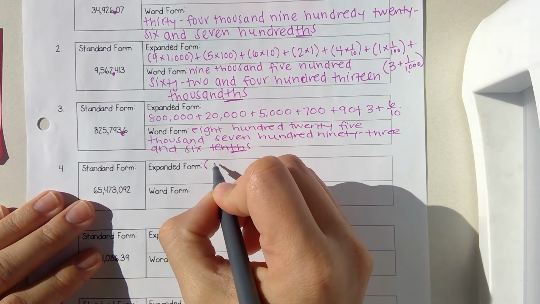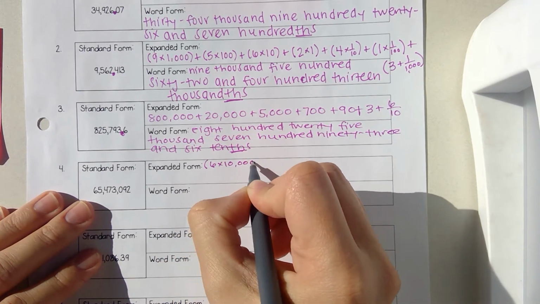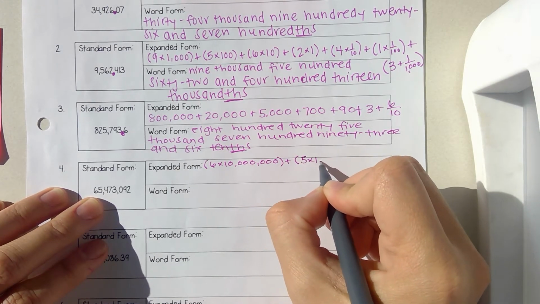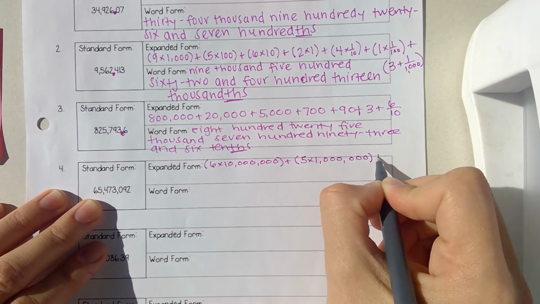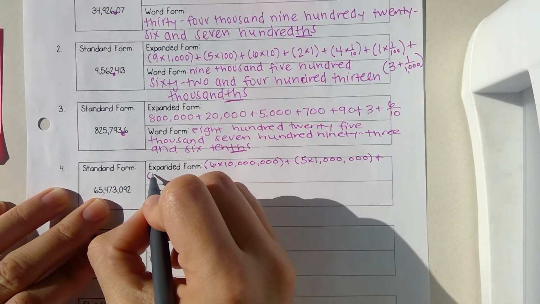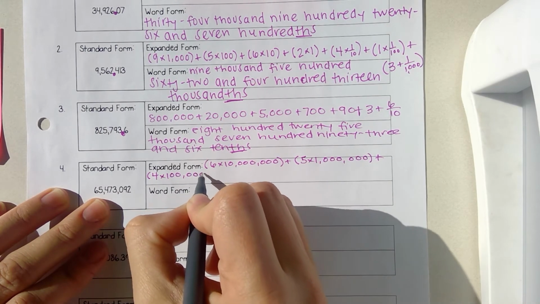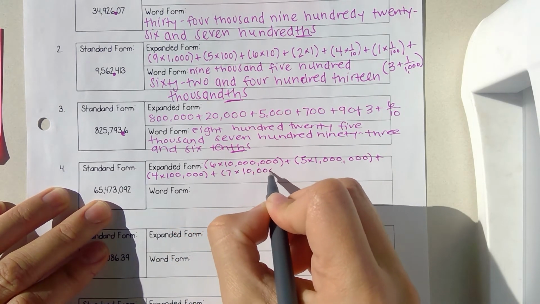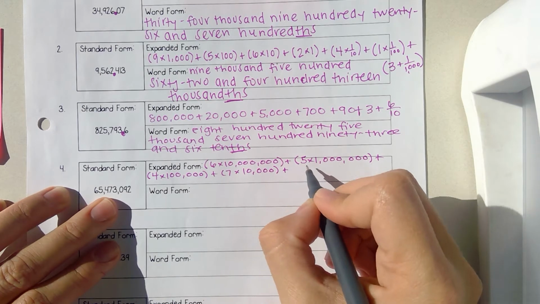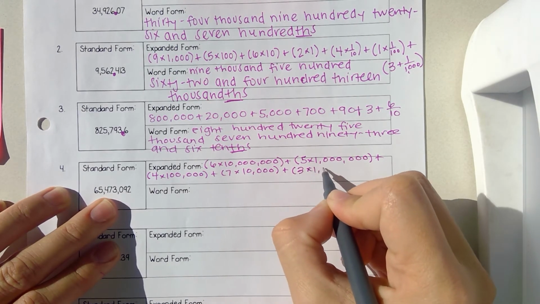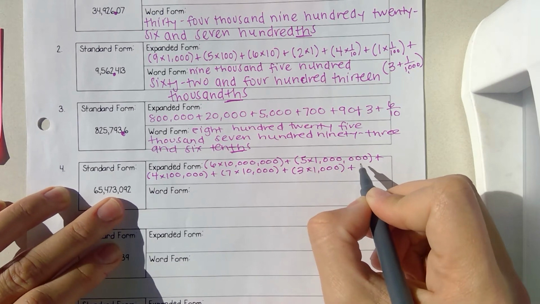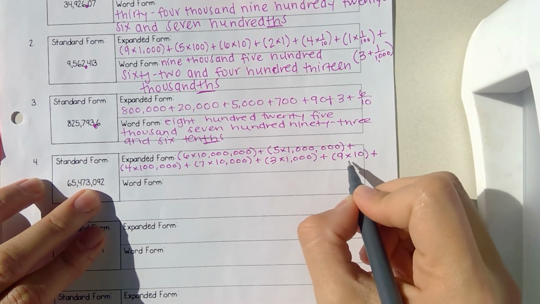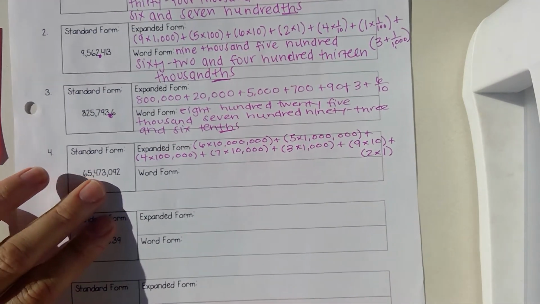So we would do parentheses, 6 times 10 million, plus parentheses, 5 in the millions, which would be 5 times 1 million, plus next largest place value is 4, so that would be 4 times 100,000, plus next digit is a 7 in the 10,000s, 3 in the thousands, so 3 times 1,000, plus a 0 in the hundreds, a 9 in the tens, which would be 9 times 10, plus then a 2 times 1 because it's in the ones place.